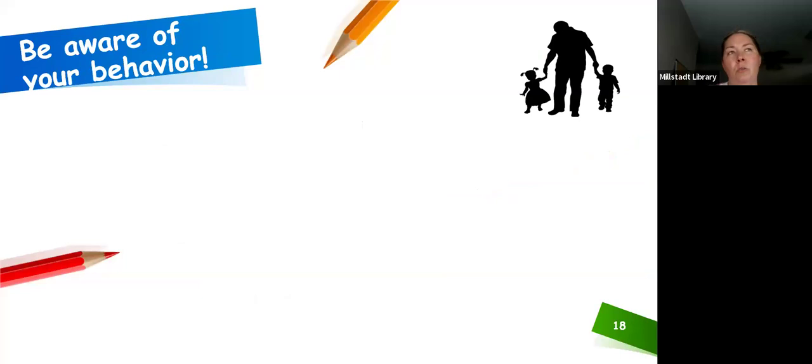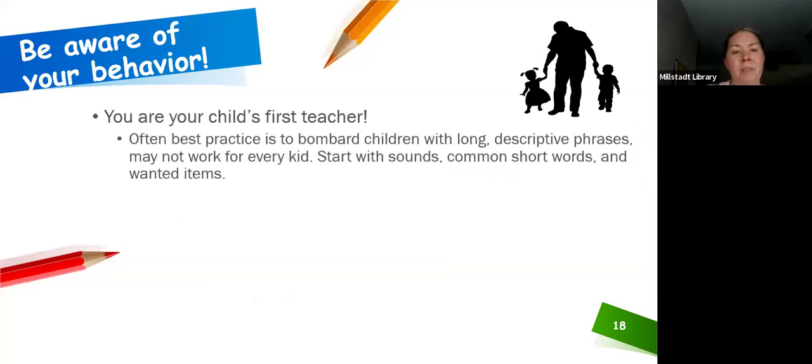Be aware of our own behavior. Because behavior does not happen in a vacuum, we have to have someone else be involved for behavior or communication to happen. We have to realize that we're our child's first teacher. And it's often best practice to bombard children with long, really descriptive phrases, and we have to know that that may not work for every kid.